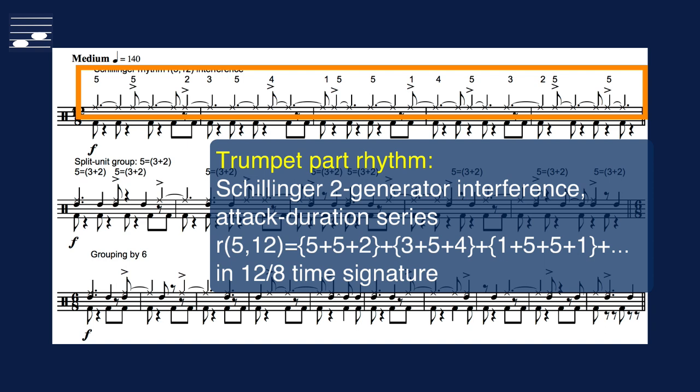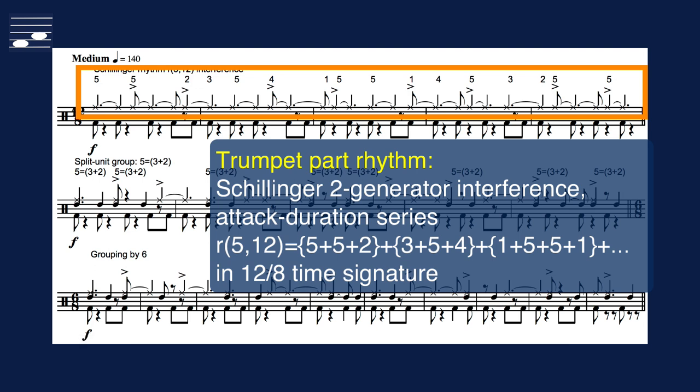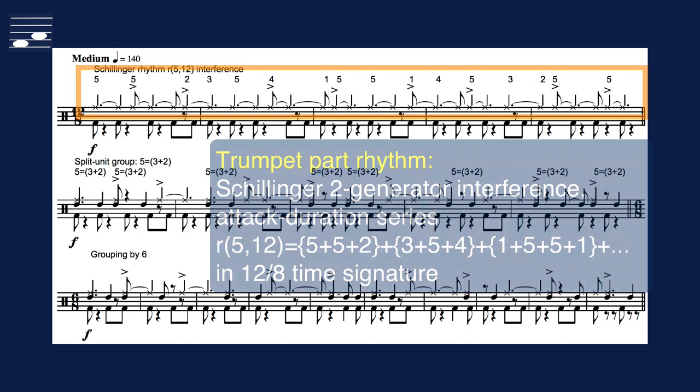In the trumpet part, we'll use a Schillinger rhythm, as generated by the interference process of two clocks ticking at 5 and 12 time intervals. That yields the attack duration series shown here in 8 note time units, and played by the cymbal, with the kick drum supporting the underlying 12/8 meter.